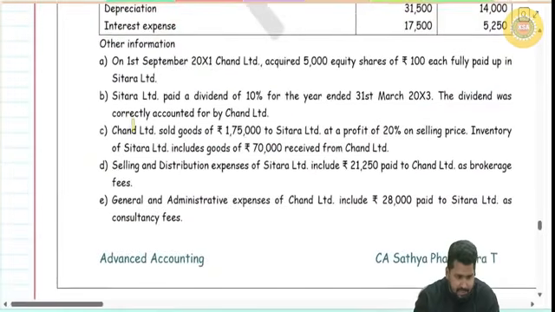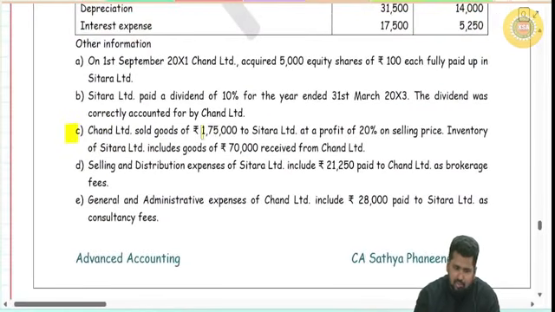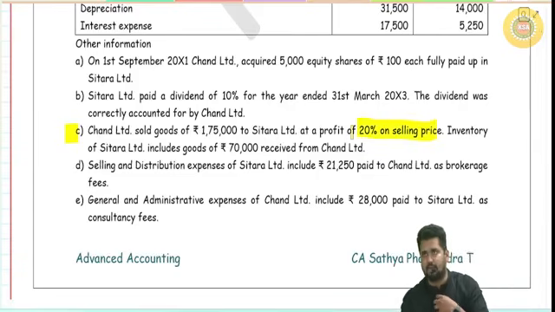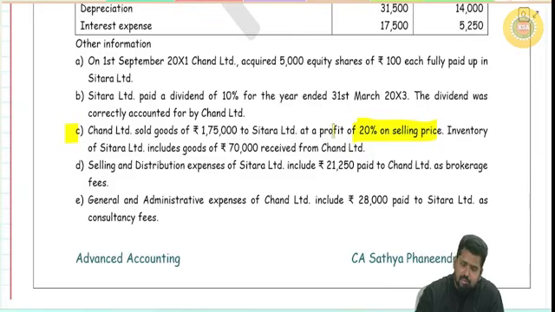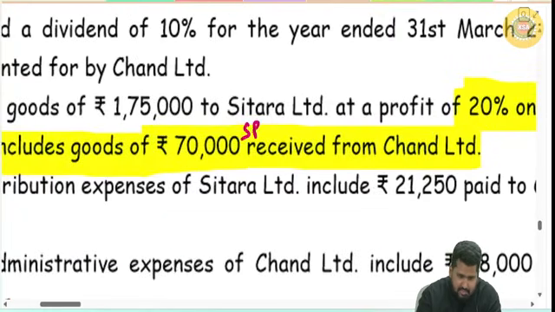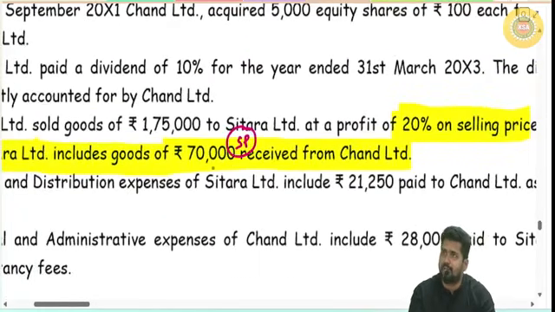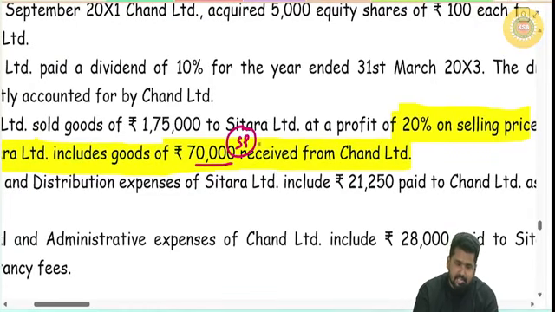Okay, let me go to C point. Chand Limited sold goods of 1,75,000 to Sitara at a profit of 20% on selling price. Assume we are Chand Limited, the holding company, selling to the subsidiary. Goods costing some amount, we sold for a profit of 20% on selling price. Clear? Now that inventory will be in whose books? Inventory of Sitara Limited. Inventory of Sitara includes 70,000 received from Chand Limited. So whatever inventory you are seeing, to the extent of 70,000, it is at selling price. So we have to subtract 70,000 at selling price. At 20%, how much is the unrealized profit? 14,000 we have to eliminate.